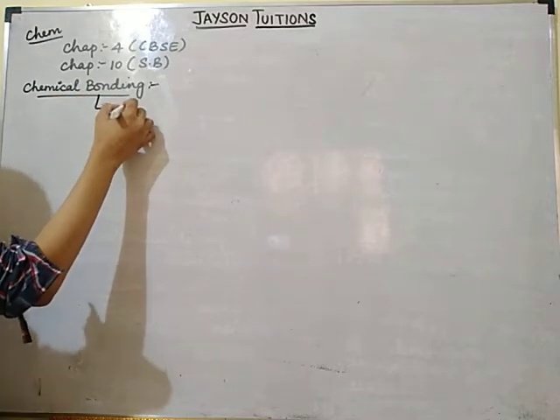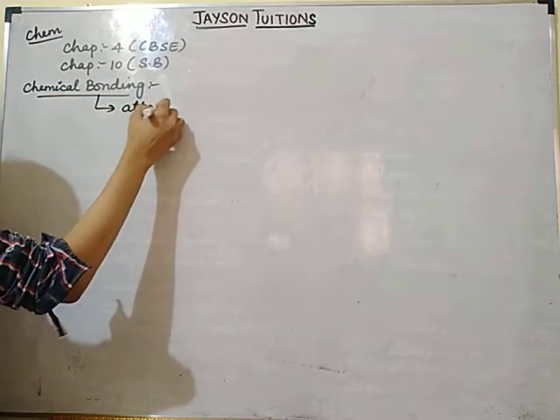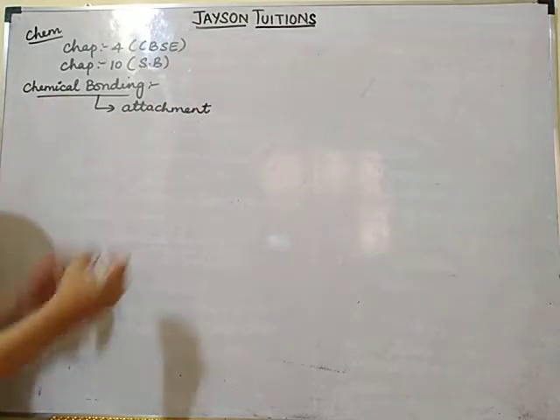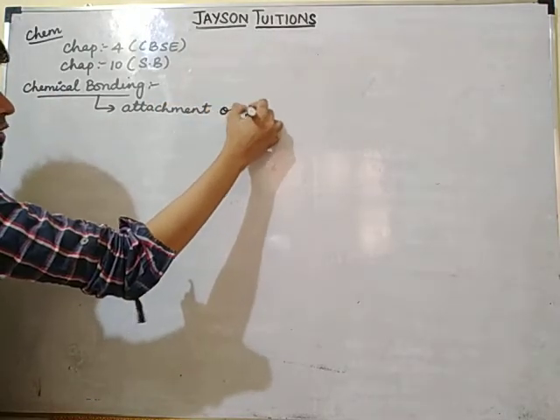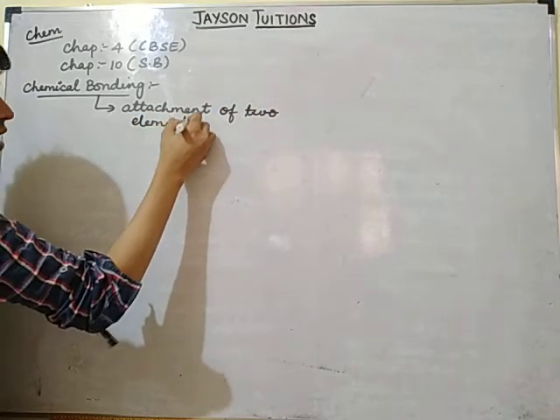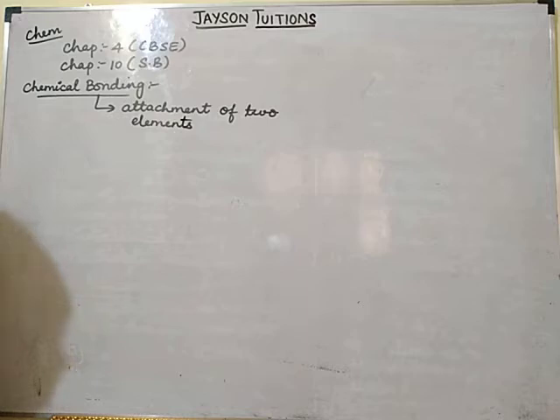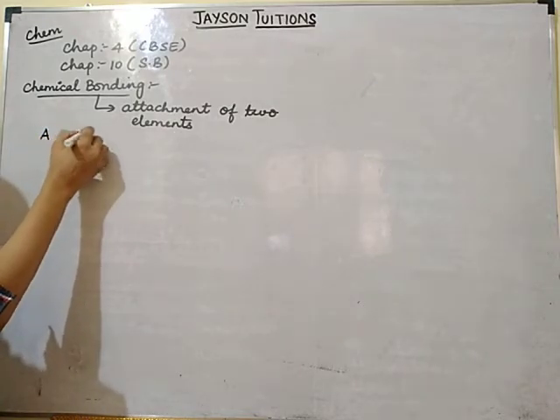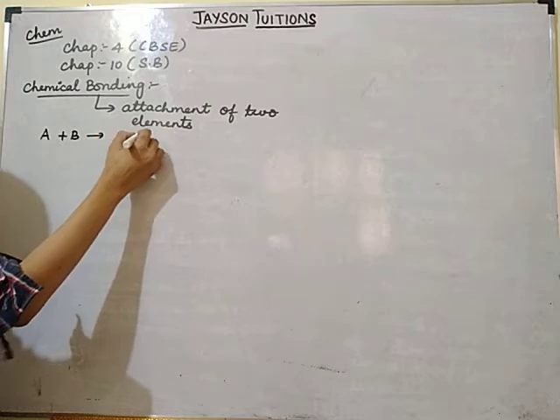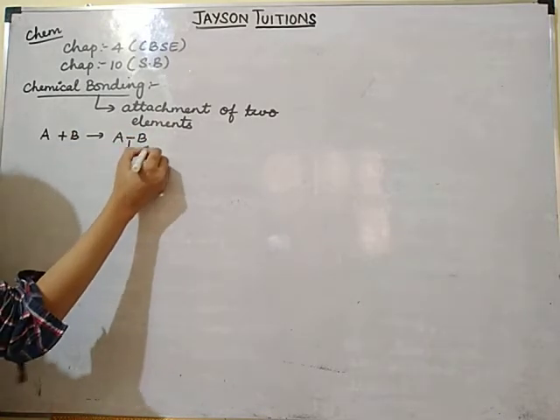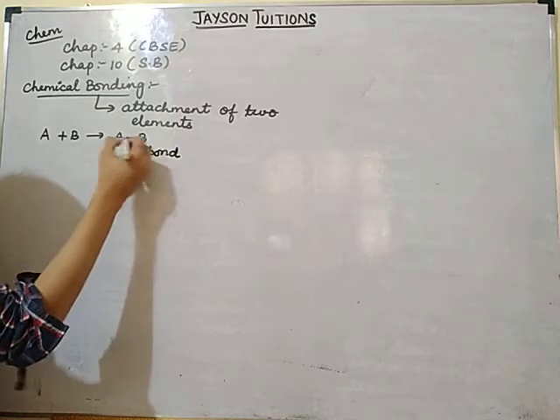Bonding means attachment. Chemical bonding means attachment of two elements. Okay, so for example, if you take an element A and element B, it is forming AB. Okay, so this is called as a bond.